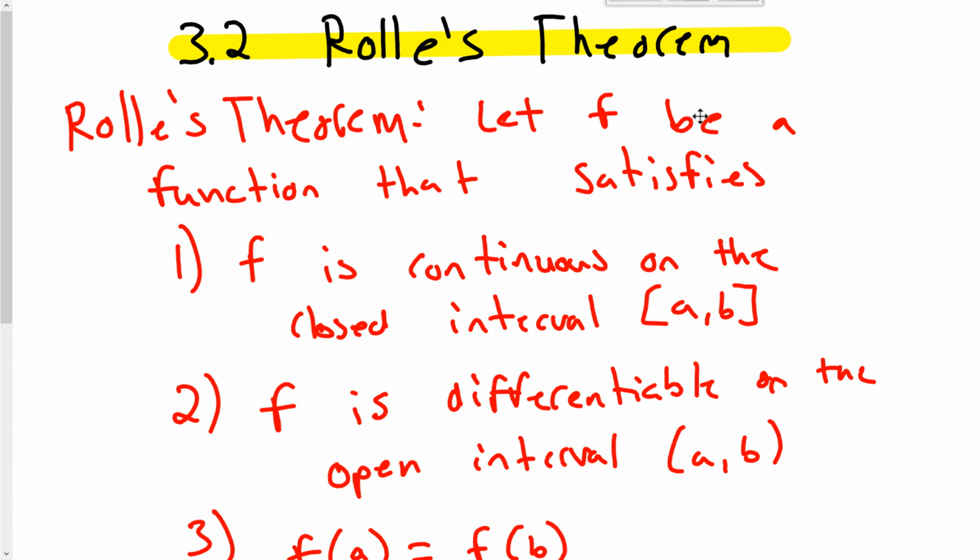Chapter 3, section 2. We're talking about the mean value theorem, and we'll discuss that a little bit later. But first, we're going to talk about Rolle's theorem. With both of these theorems, we have to satisfy the conditions. Here's the mathematical speak about Rolle's theorem, where f is just some function.